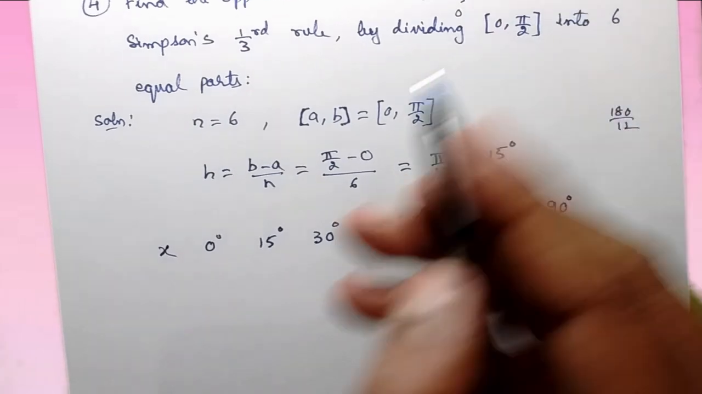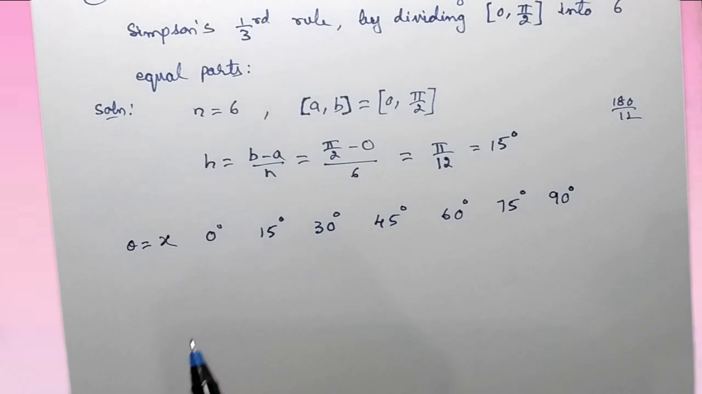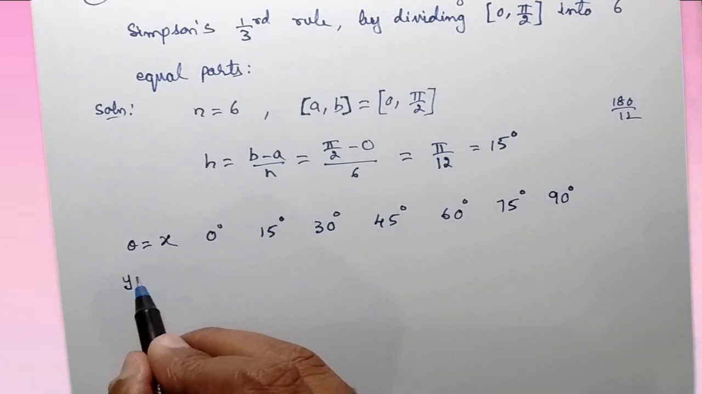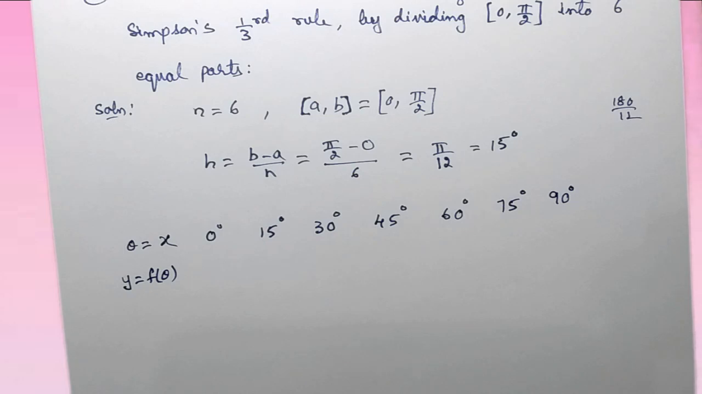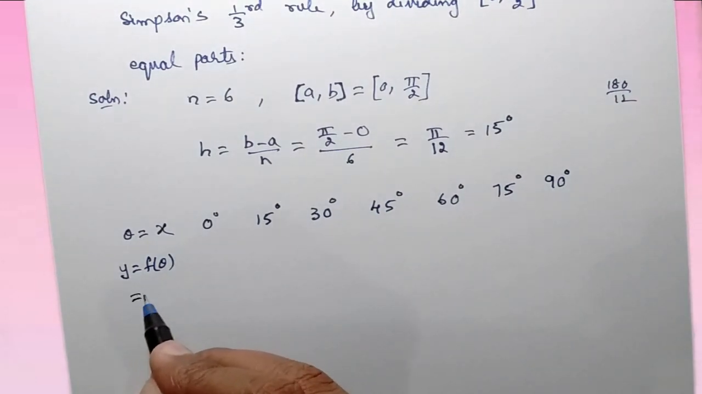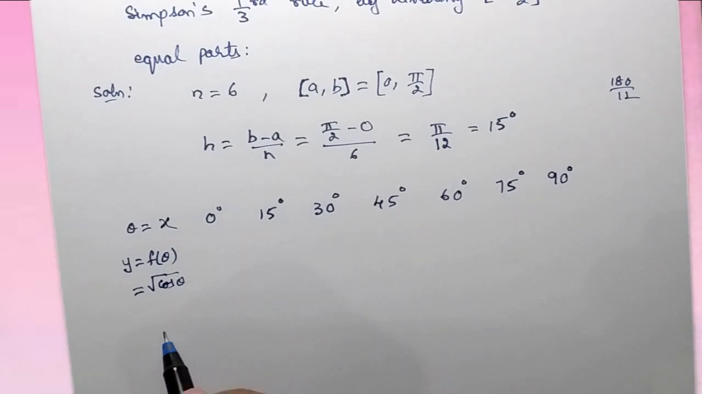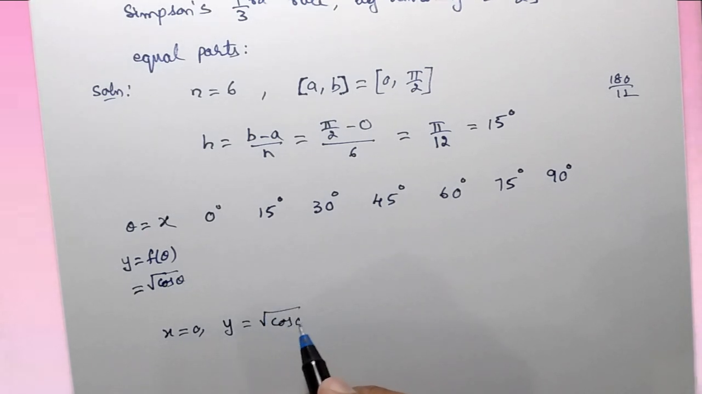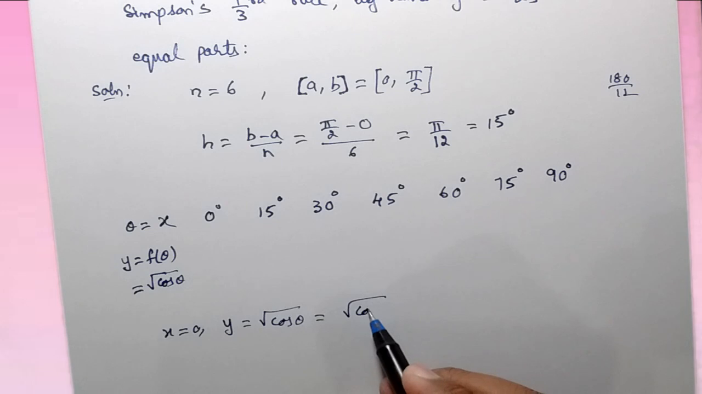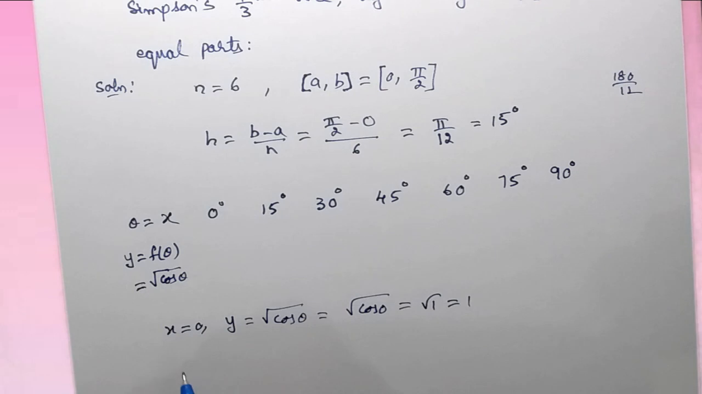Because it is given in terms of theta over here, you can write the x value to be theta, and your value of y you can write as f of theta. And what is that particular value of y? Its value is nothing but square root of cos theta. So we have to evaluate. When x is equal to 0, the value of y is square root of cos 0. Cos 0 is 1, so square root of 1 will be 1.